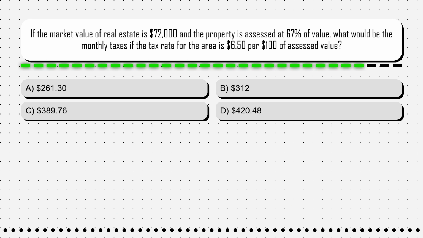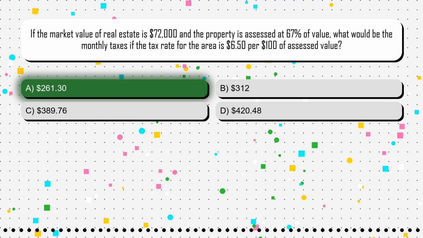Question 61. If the market value of real estate is $72,000 and the property is assessed at 67% of value, what would be the monthly taxes if the tax rate for the area is $6.50 per $100 of assessed value? Option A, $261.30. Option B, $312. Option C, $389.76. Option D, $420.48.